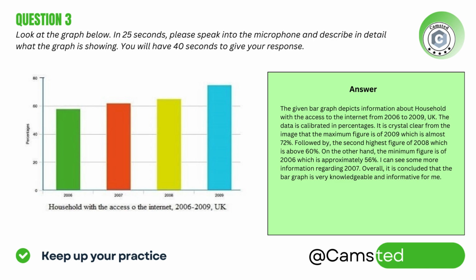The given bar graph depicts information about households with access to the internet from 2006 to 2009, UK. The data is calibrated in percentages.